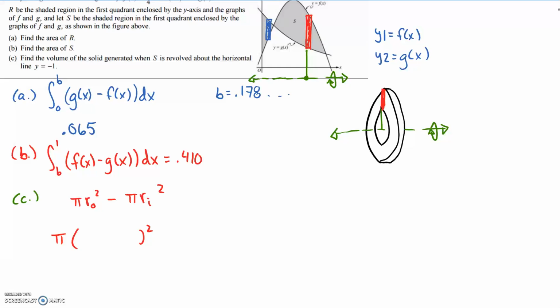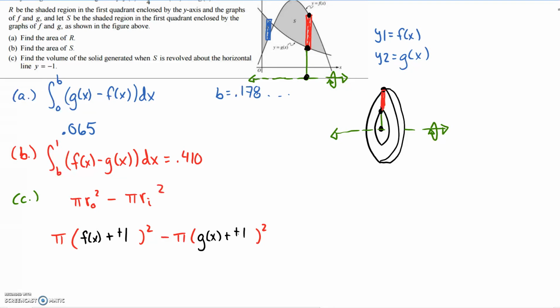So the distance from the center to the outer circle on our region is this distance. And top curve minus bottom curve is going to be f of x minus a -1. So f of x plus 1. And then minus pi times the inner radius squared. The inner radius is going to be the distance from the center to the inner circle, which on our region is this distance here, which is g of x minus a -1, or g of x plus 1.